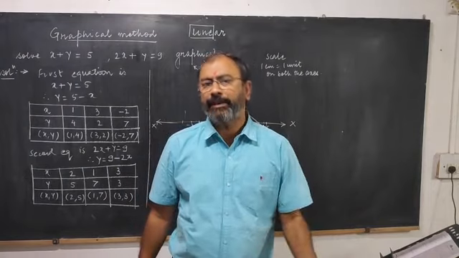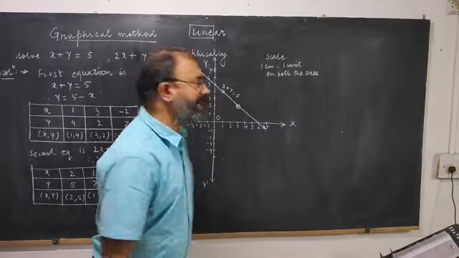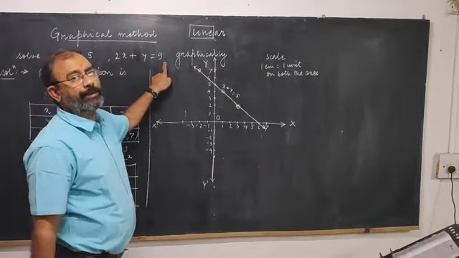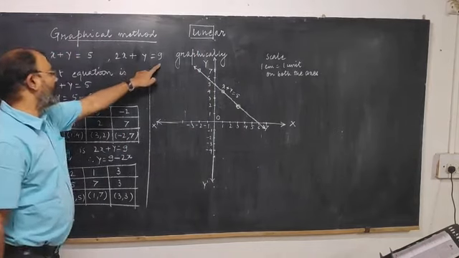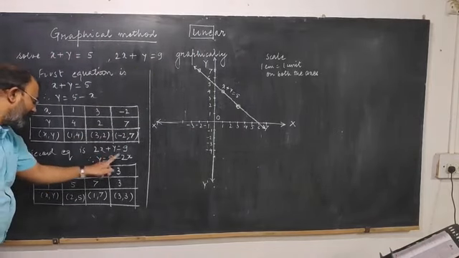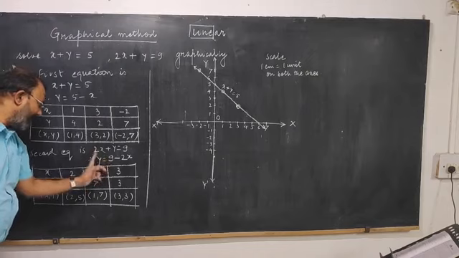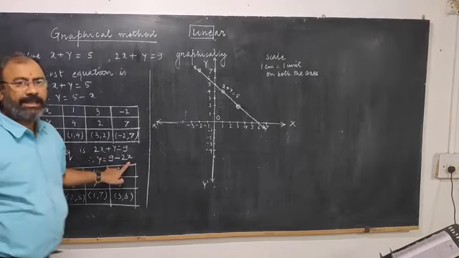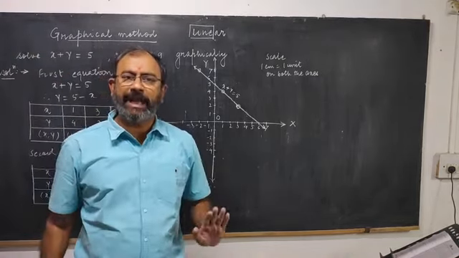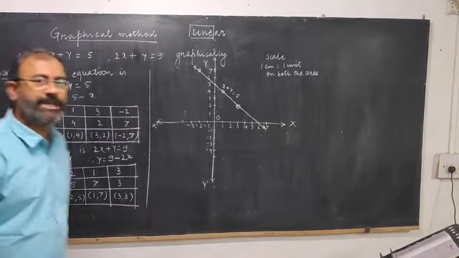In the same manner, you have to draw the second line. What is the second equation? 2x plus y equal to 9. Rearrange this equation as y is equal to 9 minus 2x. Again, choose any values of x and get the values of y from this equation.